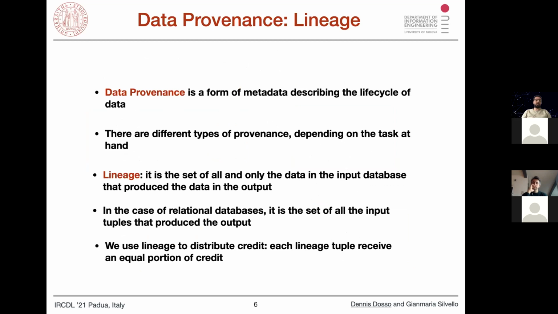And as I was saying, there are different types of data provenance, and in particular, we focus on lineage, one of the first types of provenance that were defined. It is defined as the set of all and only the data in the input database that had a role in the production of the output. And in the case of relational databases that we use for our experiment, the lineage is defined as the set of all and only the tuples in the input database that have a role, whatever that may be, in the query that produced the output.